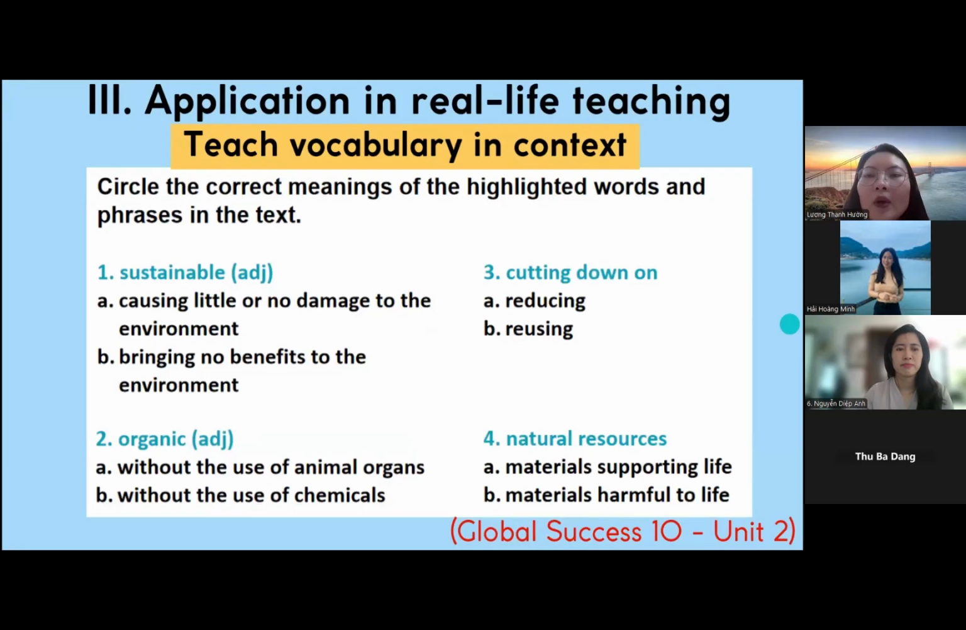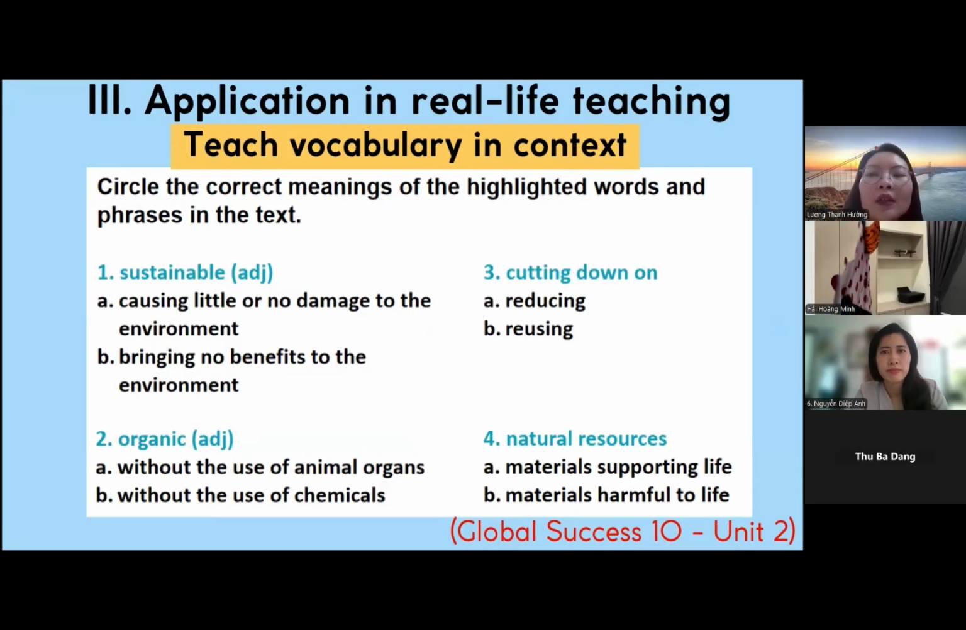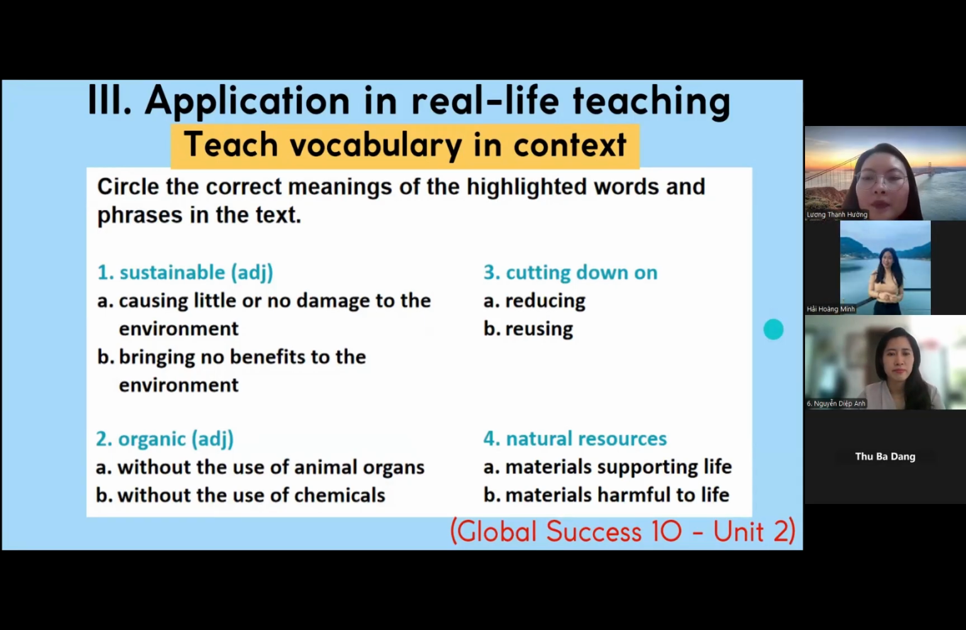Also, another way for the students to understand the new vocabulary is to teach the vocabulary in context. For example, the teachers can choose 4 new words from the reading text like sustainable, organic, cutting down on, and natural resources, and ask the students to read the text and, basing on the context of the reading text, guess the meaning of the words and phrases.